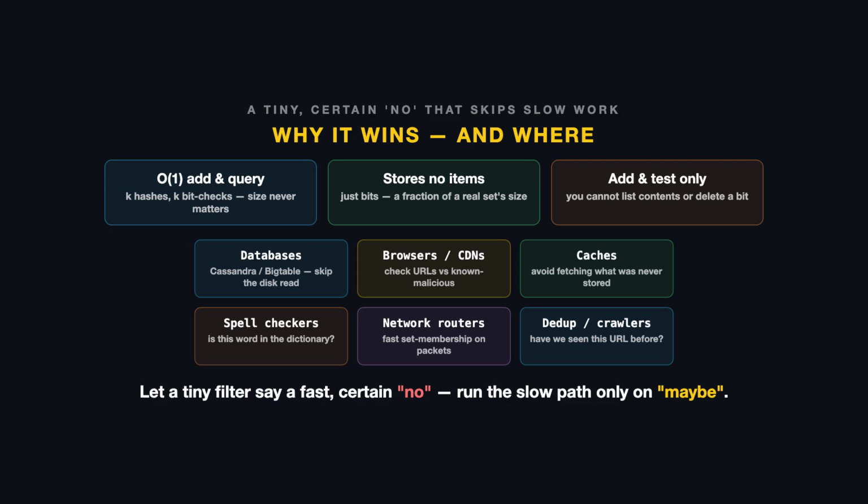Web browsers and content networks check URLs against a Bloom filter of known malicious sites before doing a full lookup. Caches use one to avoid fetching things that were never stored. Spell checkers and network routers do the same. The pattern is always, let a tiny filter say a fast, certain no, so the slow path only runs when the answer might be yes.